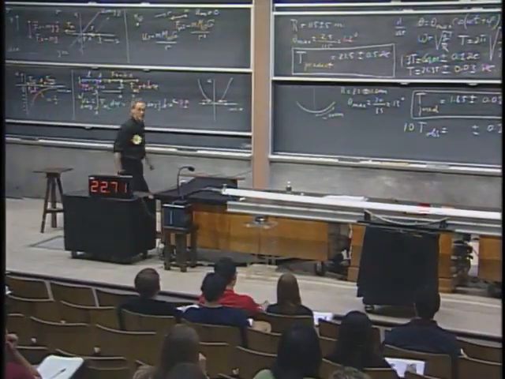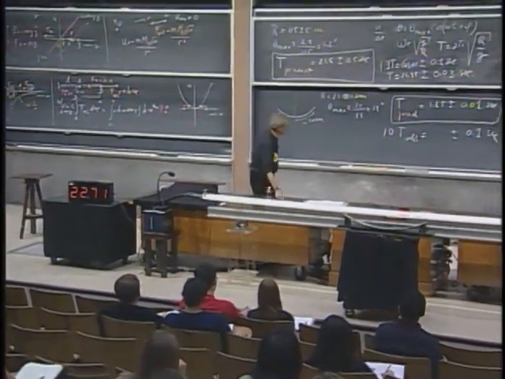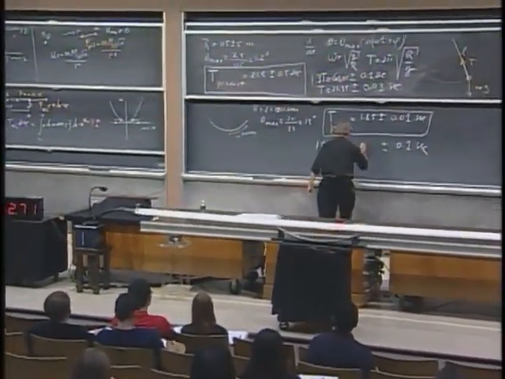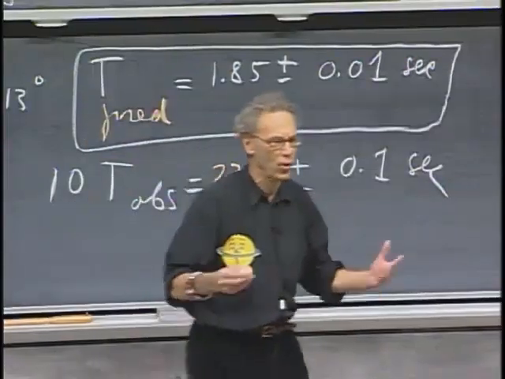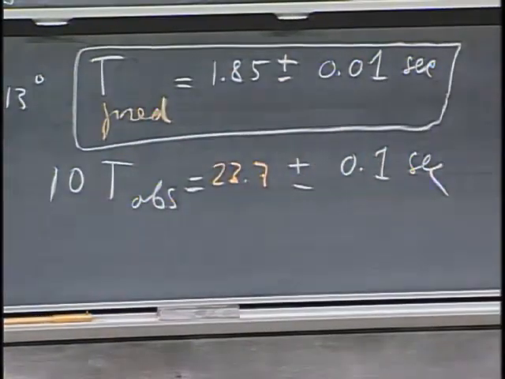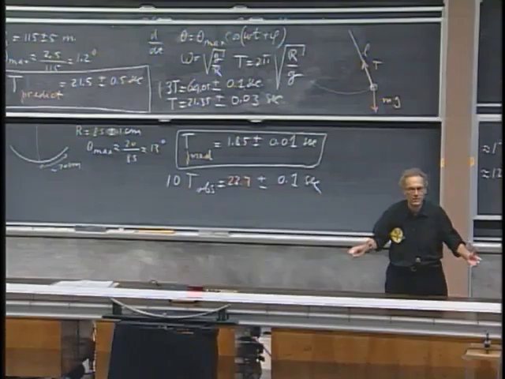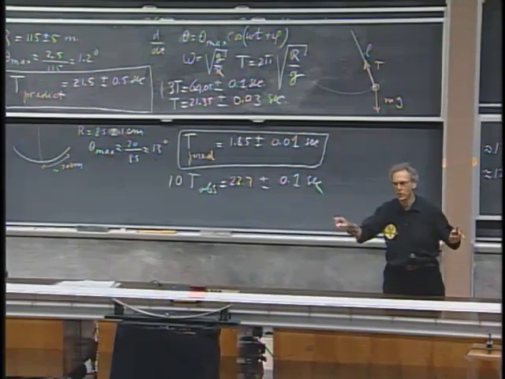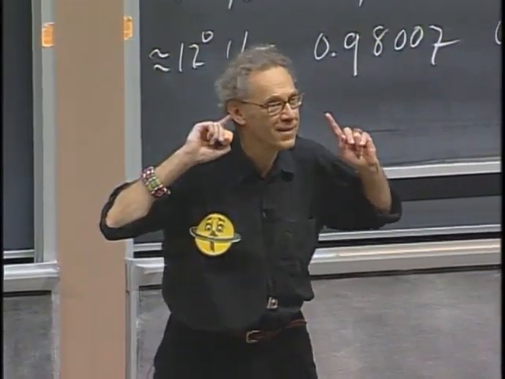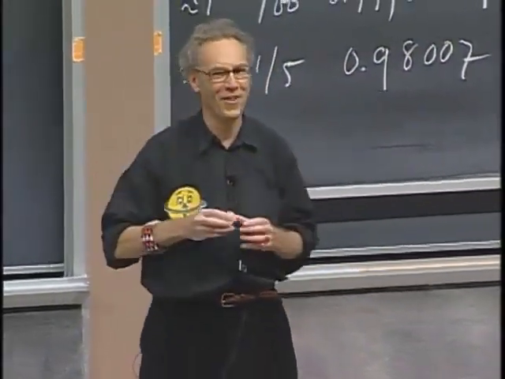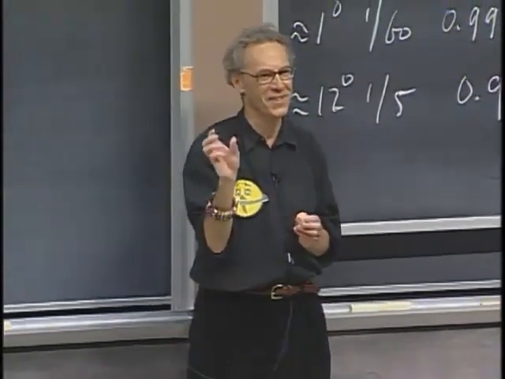22.7 seconds. It should have been 18. 22.7 seconds. There must be something fundamentally wrong with the conservation of mechanical energy. Or is there something else? And what is the difference between the two experiments? Oh, no, the friction is so low, that is not the reason.